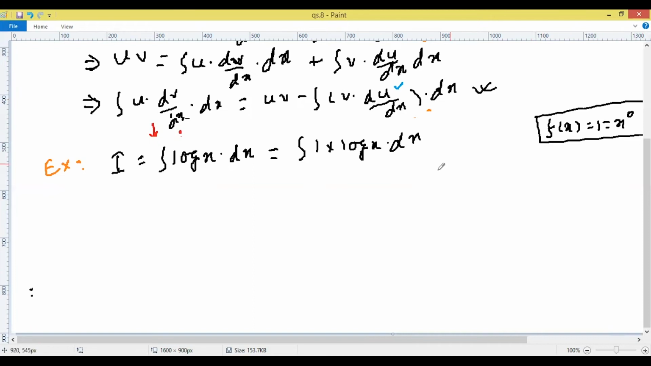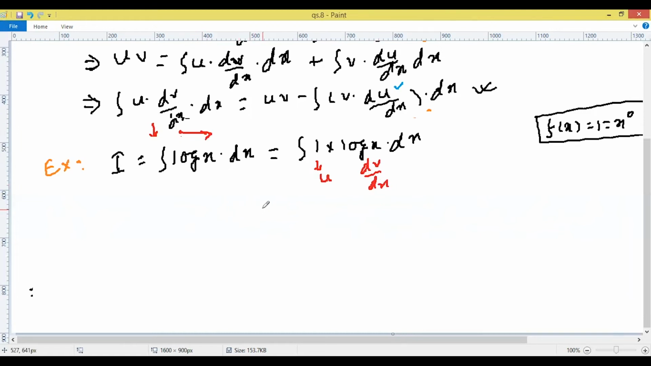But the difficulty arises in arranging them, whether 1 should be first or log x should be first. It's okay, that is up to our working. So for example, if 1 times log x doesn't work, then we have to try log x times 1. So let's see whether or not we come across the integration of log x by using 1 in place of u, and log x in place of dv by dx.